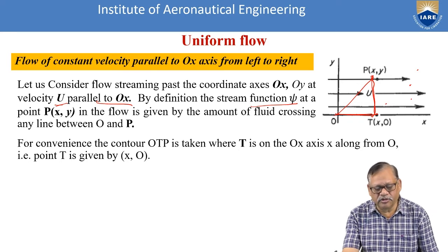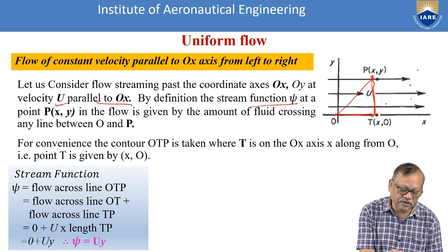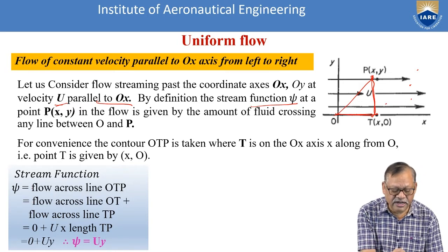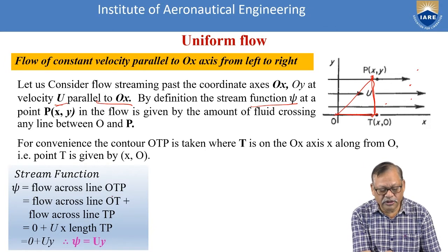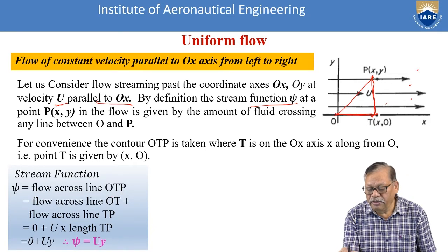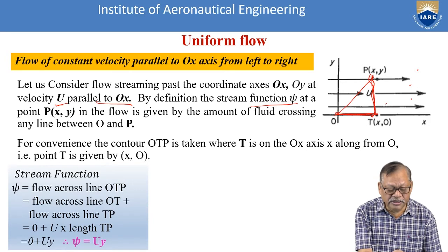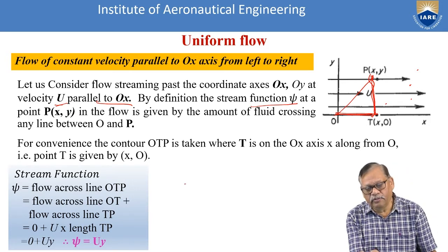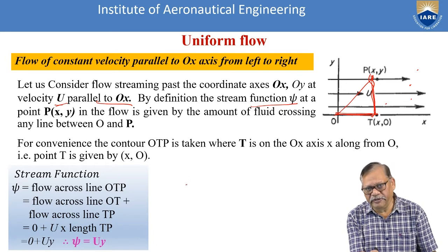So let us talk about the stream function first. How will the stream function be? The stream function psi is the flow crossing the line OTP. How much flow is crossing? That is equal to the flow crossing the line OT plus the flow crossing the line TP.